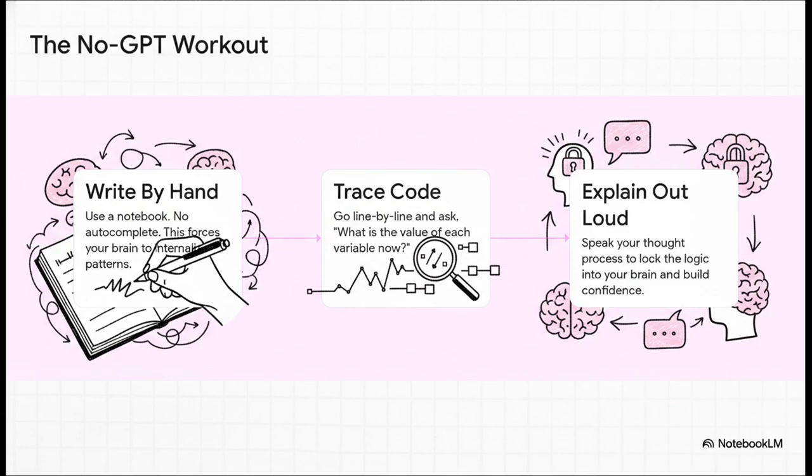So how do you build that mental muscle? Here's a quick workout for you. First, write code by hand, in a notebook. No autocomplete, no spell check. It forces your brain to actually learn. Second, trace your code like you're the computer. Go line by line and say, okay, what's in this variable now? And third, explain your code out loud, even if it's just to a rubber duck. Speaking your logic solidifies it in your mind like nothing else.